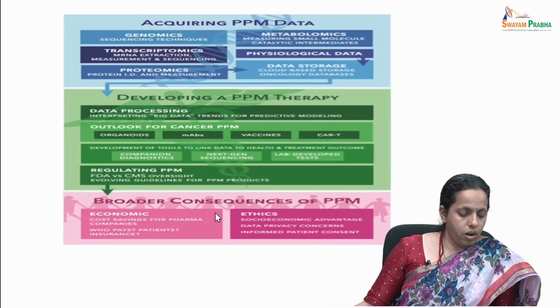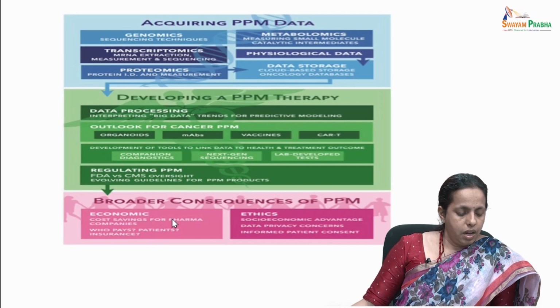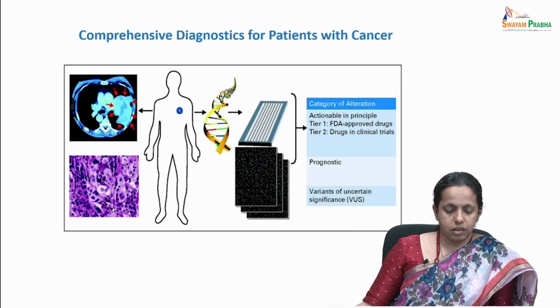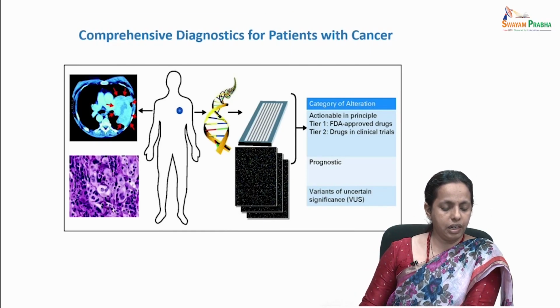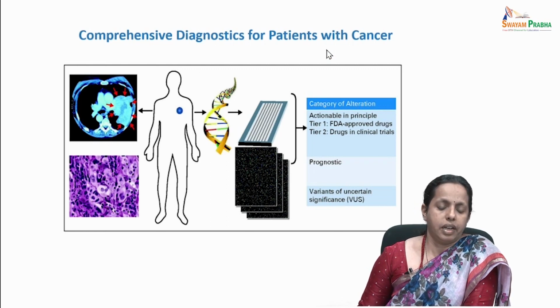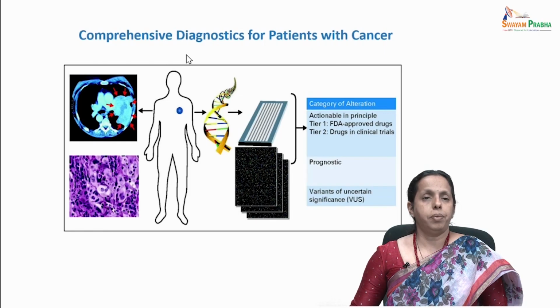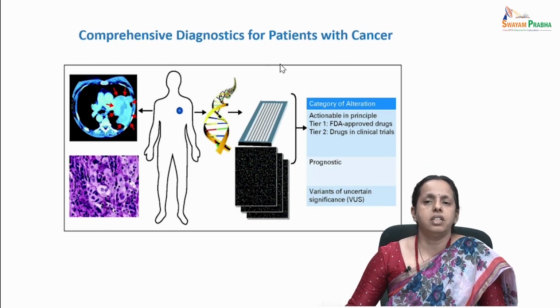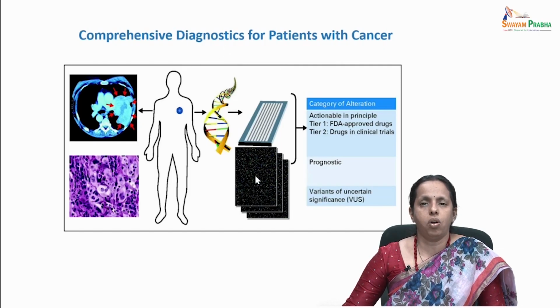Then you have broader consequences, as I mentioned, economic, where savings from patients will come, how does it work with your pharma companies, and the ethics. So you have different, definitely now agreed upon, you have comprehensive diagnostics for patients with cancer. So for comprehensive diagnostics for patients with cancer, first they characterize the genome of patients using state of the art technologies, as I mentioned, all the omics.